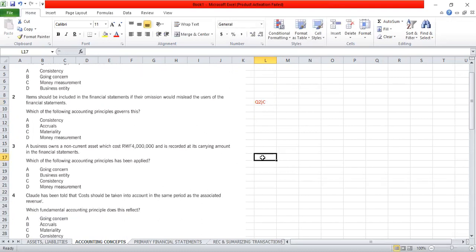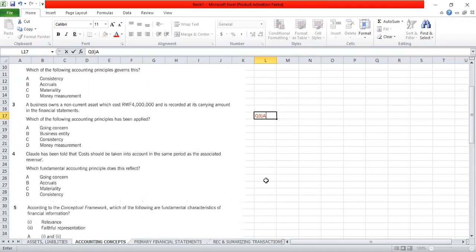Question number 3. A business owns a non-current asset which costs 4 million and is recorded at its carrying amount in the financial statement. Which of the following accounting principles has been applied? The purpose of owning an asset in a business, we are dealing with which accounting principle is a going concern. A business cannot last long without having a non-current asset. The right answer is A.